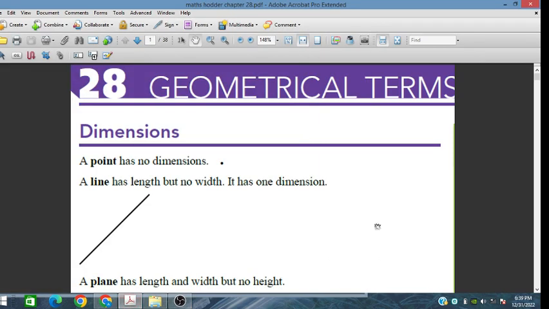Bismillahirrahmanirrahim. In this session, we will discuss some geometrical terms, some definitions. A point has no dimension. A line has a length but no width. It has only one dimension, that's why it has only length, in one direction. This can extend up to infinity, but its width is zero.